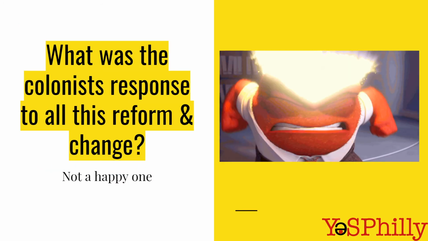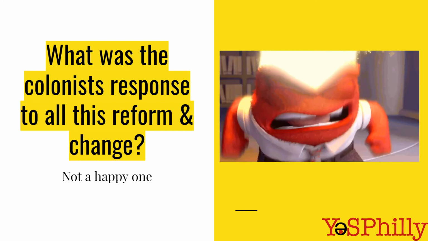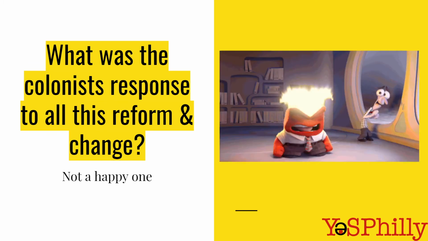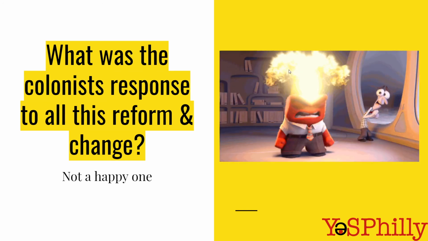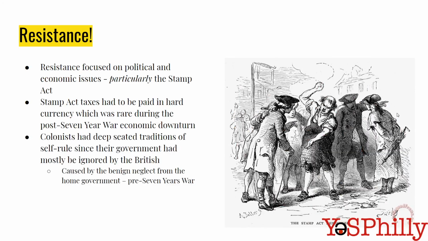So what was the reaction of the colonists to all this change? It was not a happy one. They were angry. Look at this, like this guy right here. And why were they angry? Well, resistance focused on political and economic issues, particularly the Stamp Act. Stamp Act taxes had to be paid in hard currency, which was rare during the 7 Years' War economic downturn. So the economy was down when these taxes were imposed. It was hard for people to pay for them. And of course, when you can't pay a tax, you're going to really, really hate it.